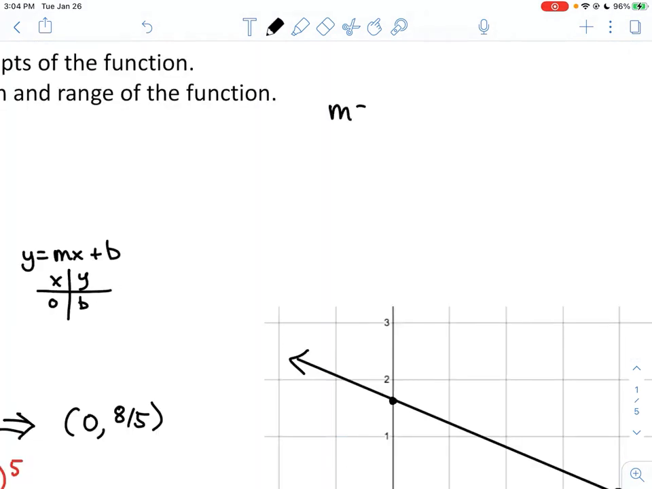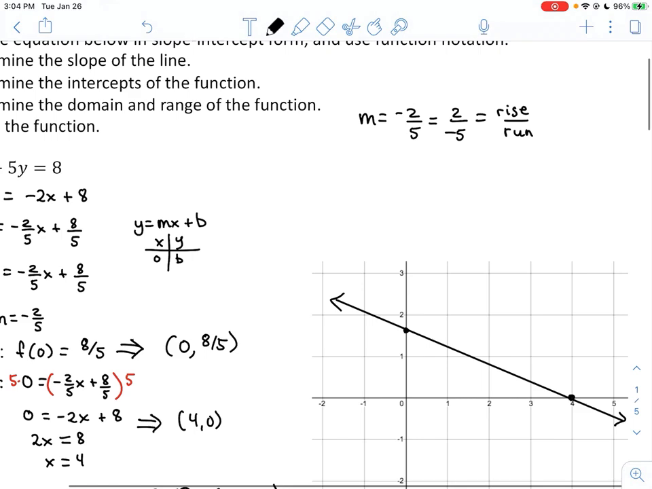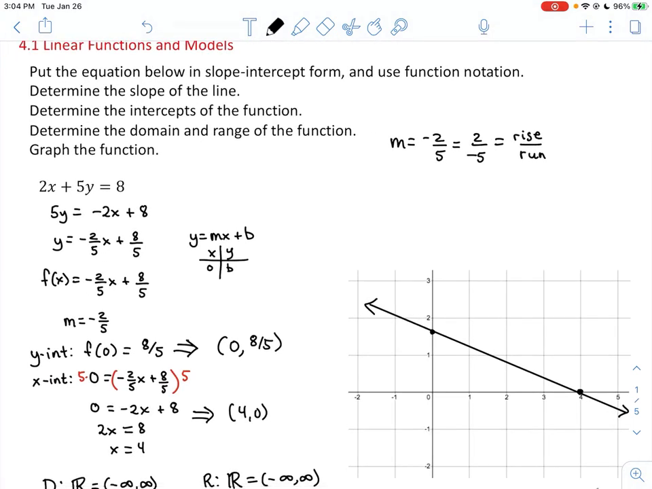We know that the slope is negative 2/5. That negative can be associated with the numerator or with the denominator. And as far as slope is concerned, you do want to think in terms of rise and run to understand exactly how steep this line is going to be.